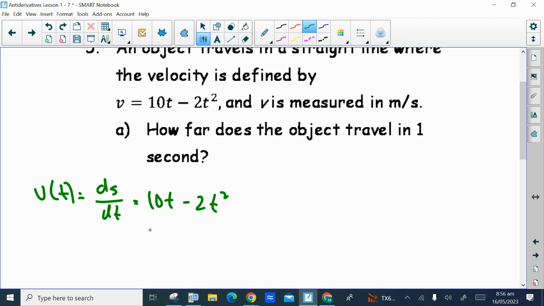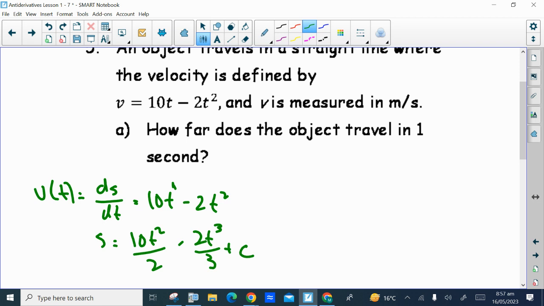So to find out what s is, we will take the antiderivative. The power on that first term, the power on t is 1, so when we add 1 to that power, it becomes 2. We divide by that value, minus 2t cubed over 3 plus c.